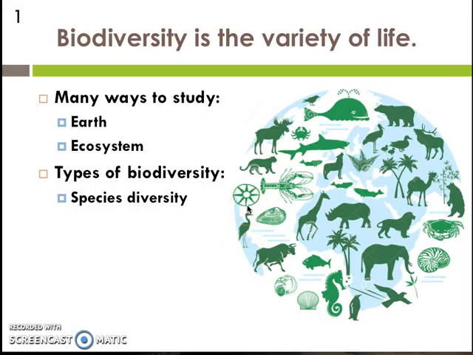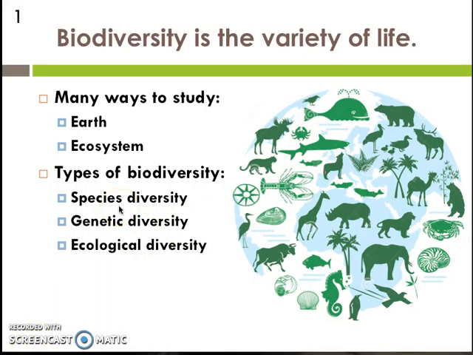The next type of biodiversity is called genetic diversity. And what genetic diversity is, it's looking at the specific genes of one species. So it's comparing individuals in a specific species to each other. So how related are they? Are their genes the same or are they different?